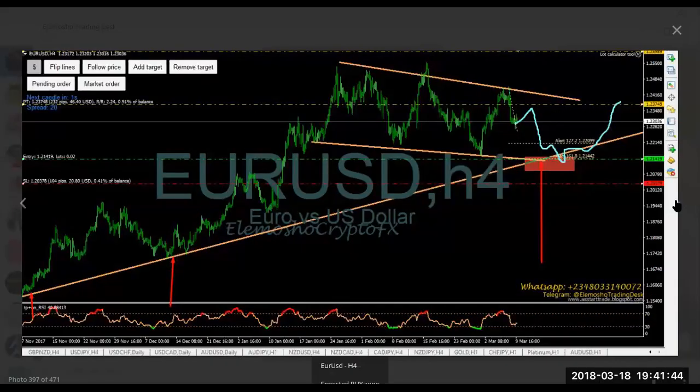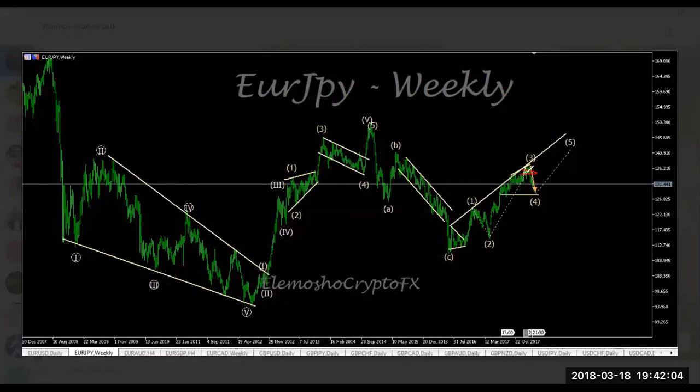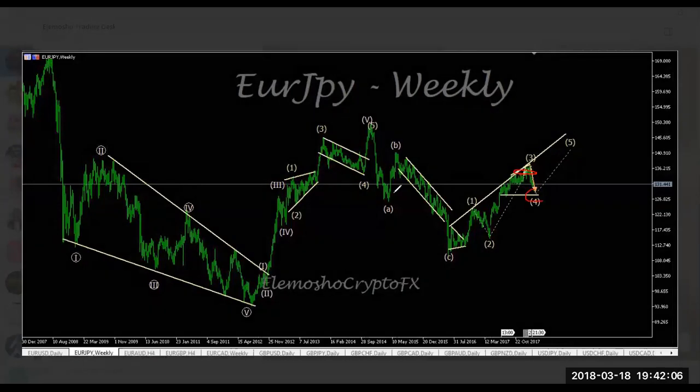Now, also in my group, Elemosha Trading Dex, after Euro USD, the next setup that we look at was the Euro JPY. And the Euro JPY has been a long setup that I posted for quite some while. I gave the setup even before price started selling. I gave the setup somewhere around here. And this is where we are right now.